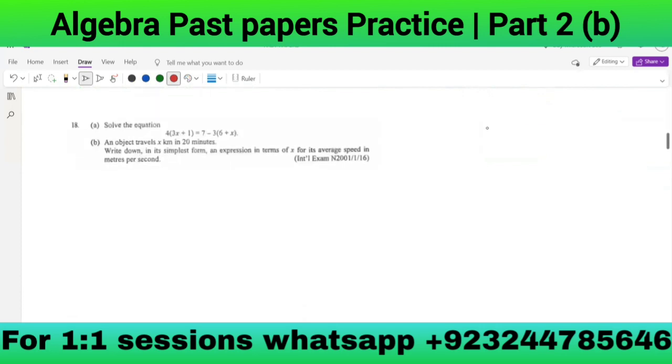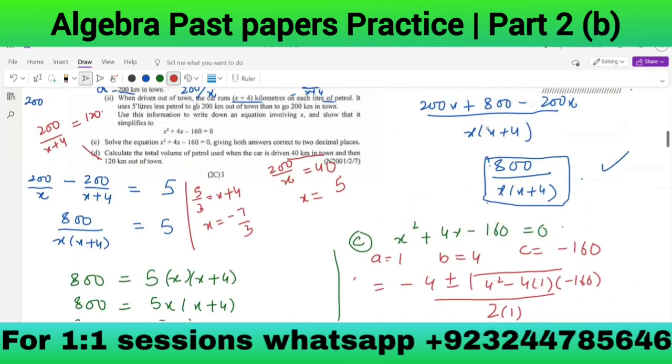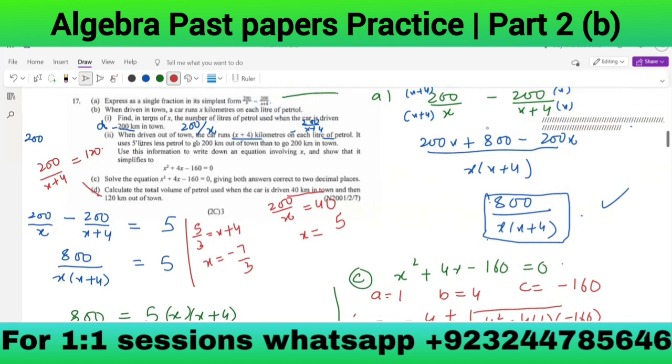मिस मुझे समझ नहीं आई वो. Okay. Last part से. Yes, what is the question? D part, the last one जो अभी हमने solve किया. Calculate the total volume of petrol when car is driven 40 kilometer inside the town. So what was the equation when the car is driven 40 kilometer inside the town?